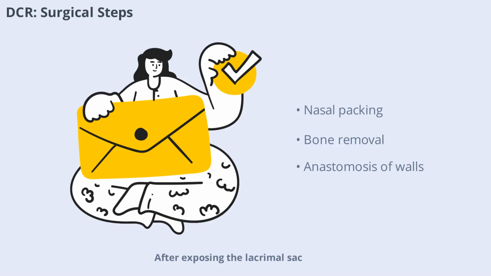After exposing the lacrimal sac, the lacrimal bone is removed to access the nasal mucosa. Incisions are made in both the sac and mucosa, and their walls are joined to create a new drainage pathway. The wound is then cleaned and dressed, and patency is tested postoperatively by syringing.